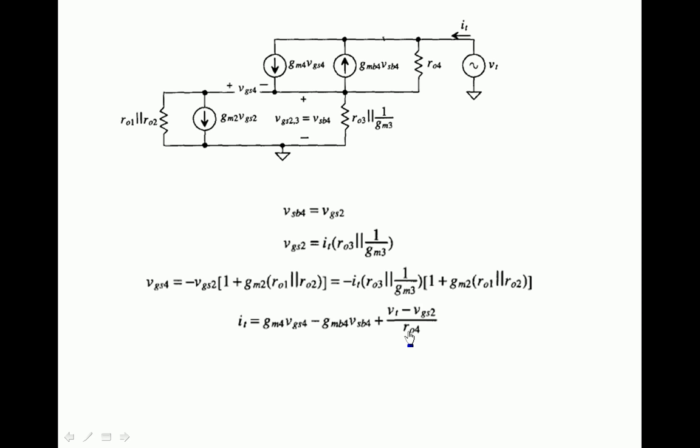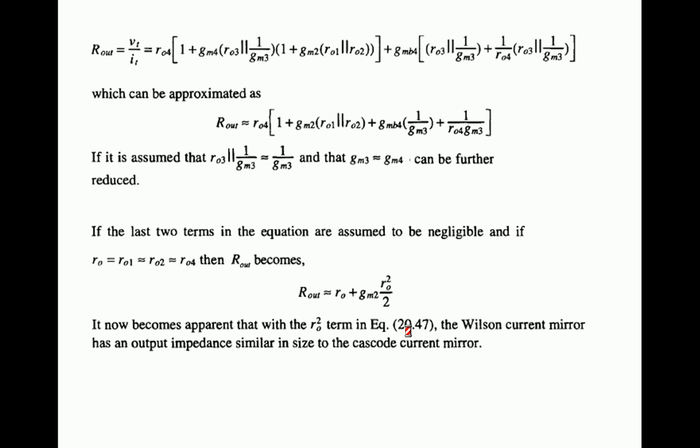the ratio of VT by IT. All these things are mathematical analysis, you can do it easily. Rout is equal to VT by IT. This is the equation which can be approximated by neglecting some terms. If we assume all are identical transistors, with GM1 equal to GM2 equal to GM3 equal to GM4 and R01, R02, R03, R04 all equal, then Rout is approximated as R0 plus GM R0 square by 2.